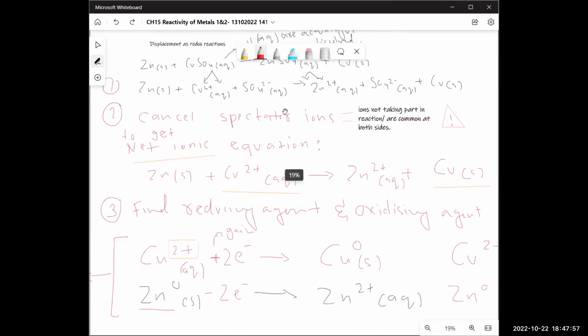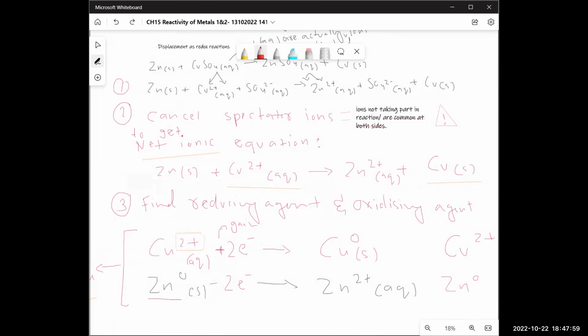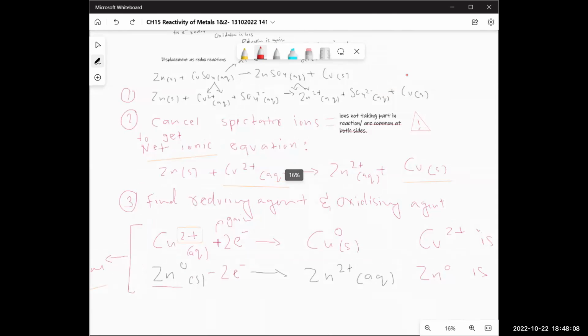Now, the next thing is cancel spectator ions, done, to get what? Net ionic equation. So when you cancel out all the spectator ions, you get something called the net ionic equation. You should, by the way, keep writing this from the beginning.